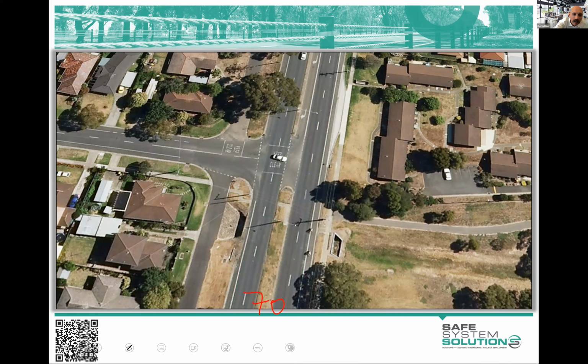It has about 22,000 vehicles a day. It's got heavy vehicles. It's got buses. This is a bus stop here. We've got a side road here which has a 50 km/h speed limit, and it's got somewhere around 2,500 vehicles a day, 2,500.